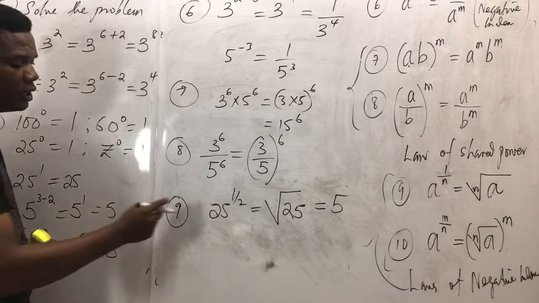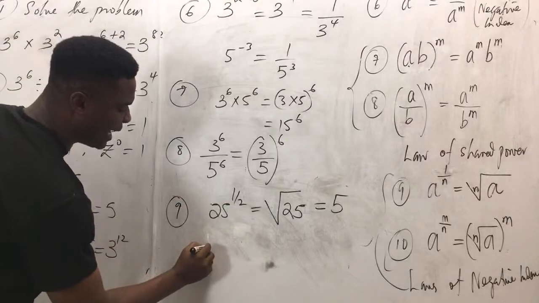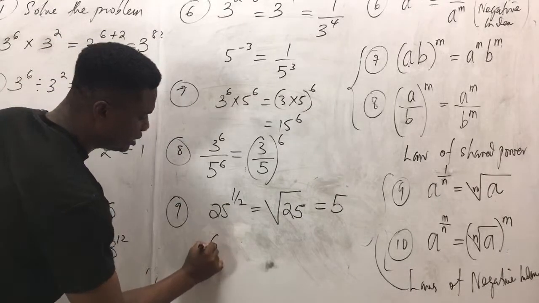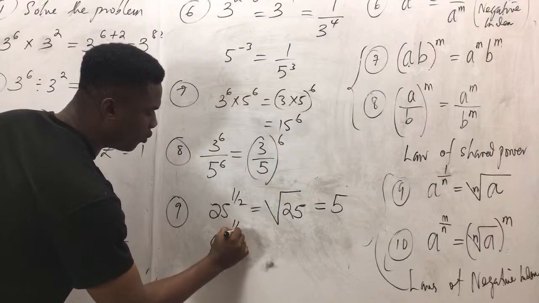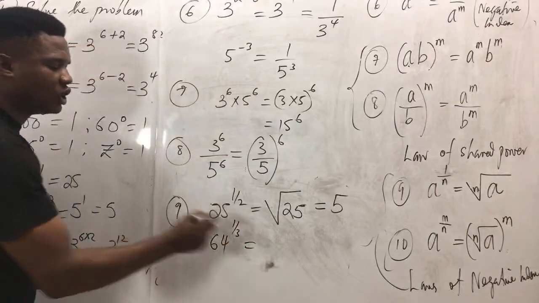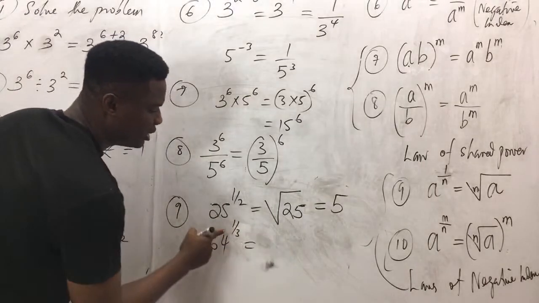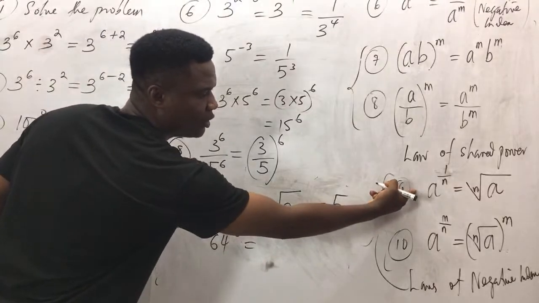Okay? So looking at this, what if I had 64 raised to power 1 over 3? 64 raised to power 1 over 3 looks like law number 9.